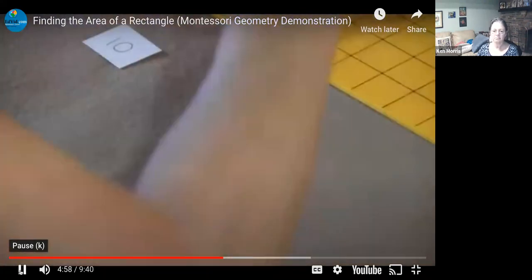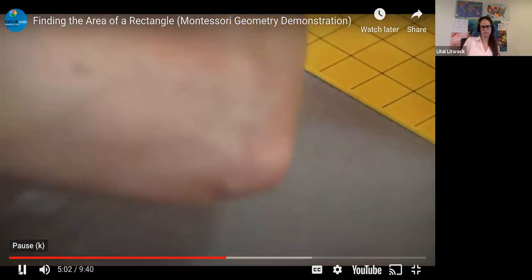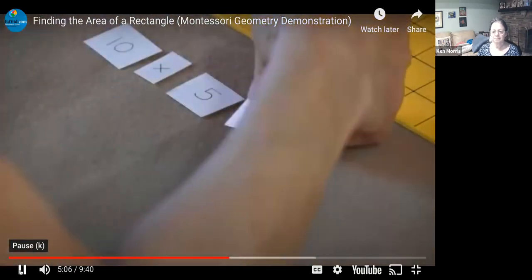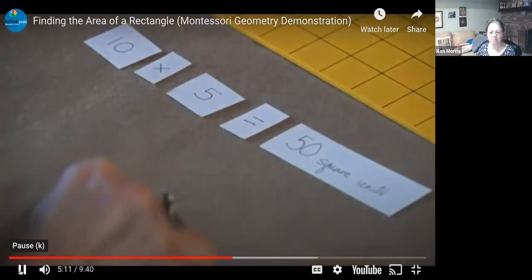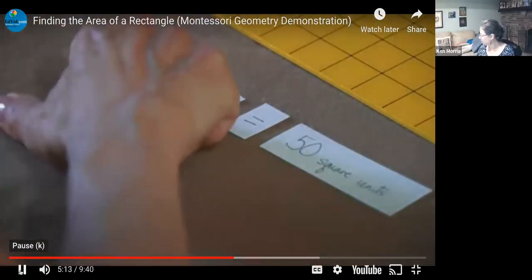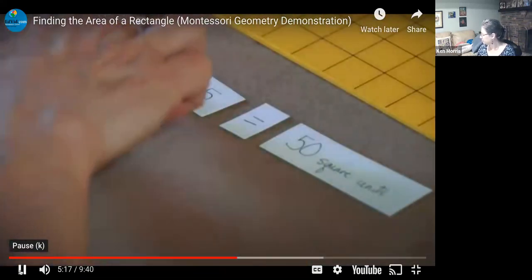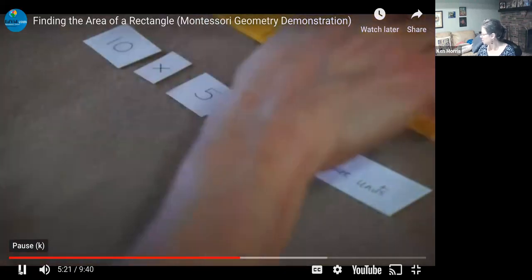10 times 5 equals 50 square units. So we can see that the surface here, the 50 square units, that's how we got the answer. What is the measurement of this surface?